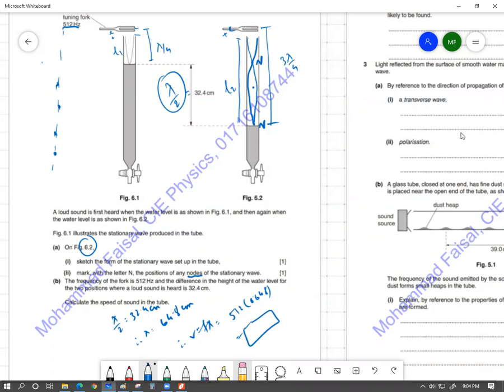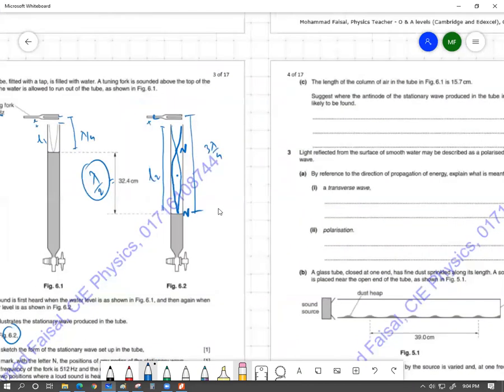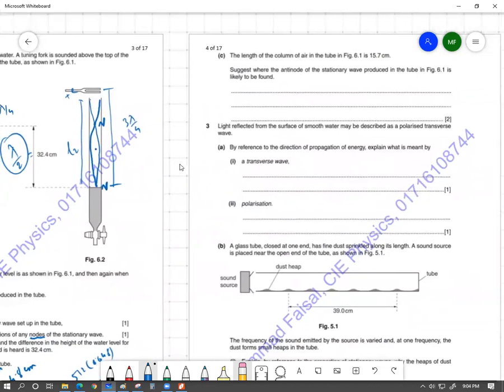Sir, we don't know the speed of the sound. We don't know the frequency, sir. Yes, we do. Read the question. Sir, we have the frequency. Okay, sir. Okay, now I get it. Beautiful.